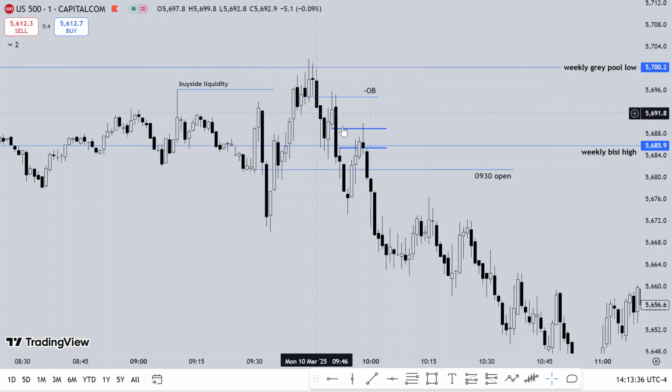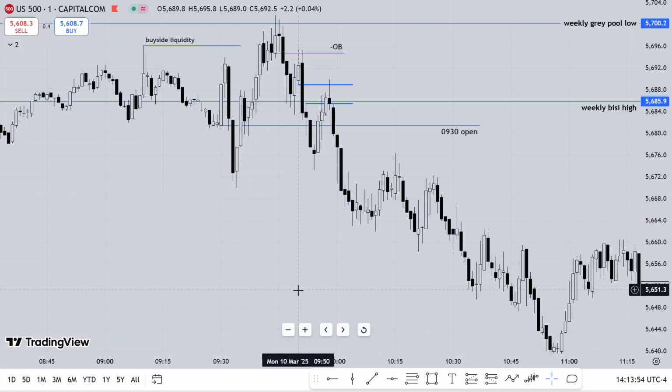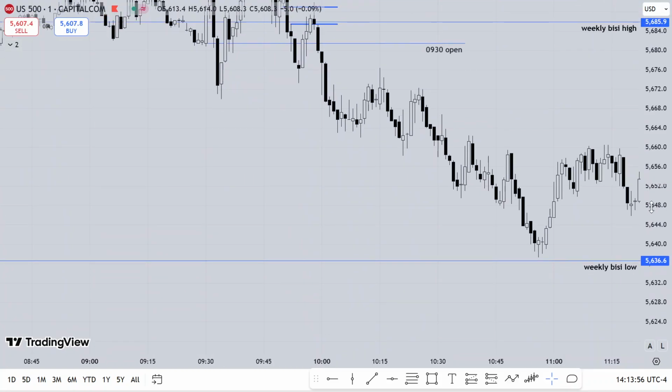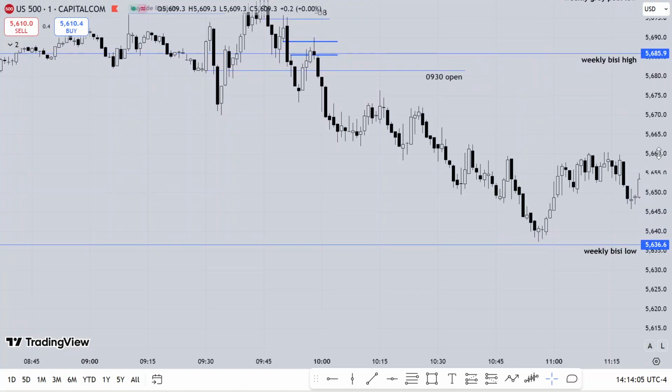Because we've confirmed that smart money sell orders have been paired, we are partnering and riding the smart money chain, let's put it that way, targeting this low. And remember our joint liquidity, which is the weekly BC low, which is this. So this was our joint liquidity going into the New York AM session.